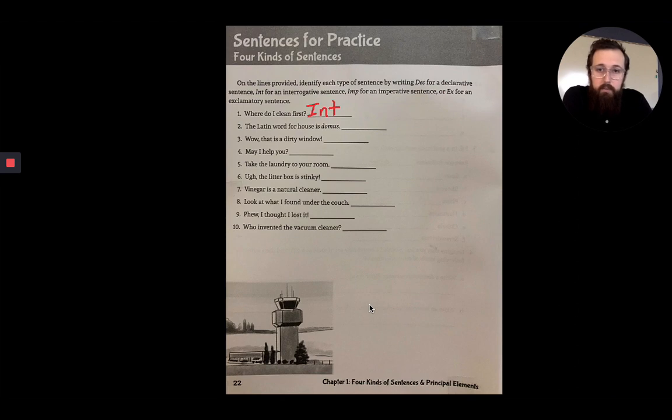The Latin word for house is domus. There's a period. It's making a statement, so that means it's a declarative sentence. So, you are going to do the rest of those on your own. Go and pause the video now and work on those.